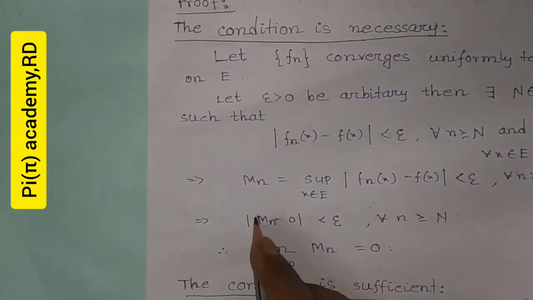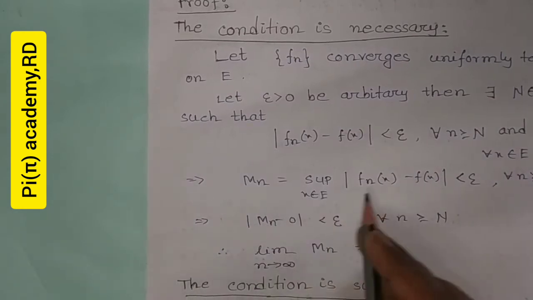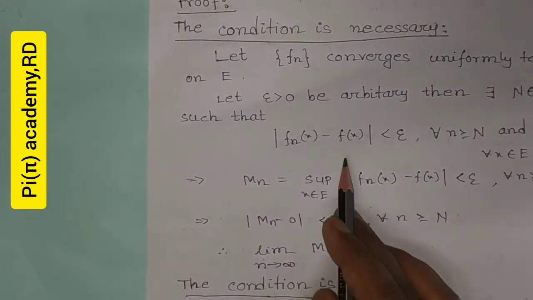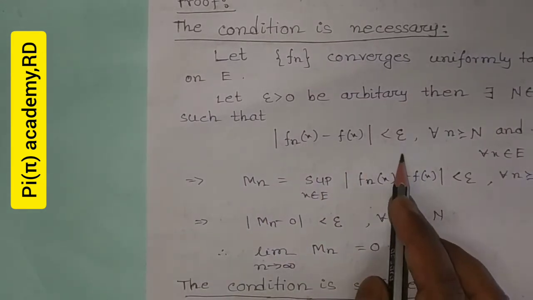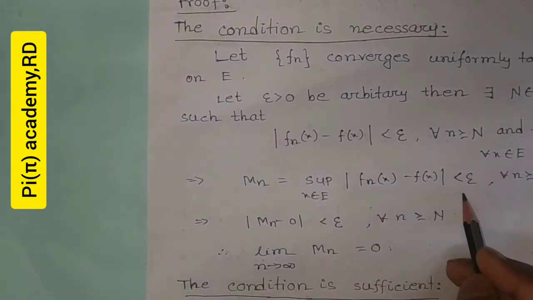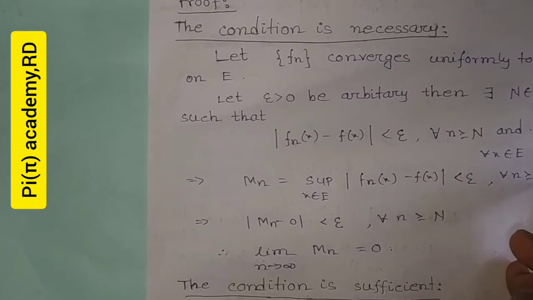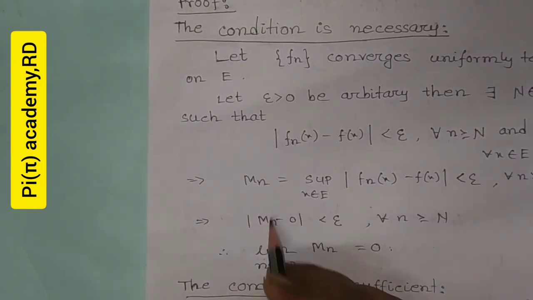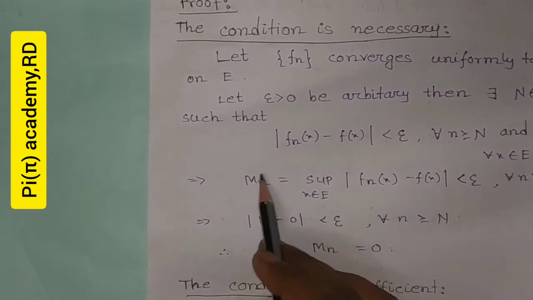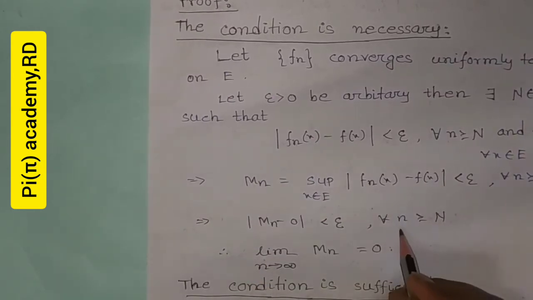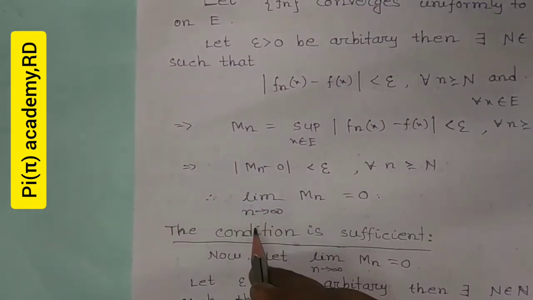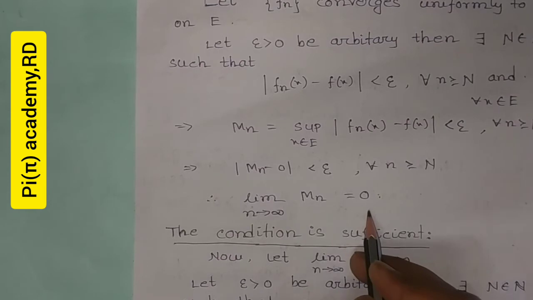Now here Mn equals the sup over x belonging to E of mod fn(x) minus f(x). Since mod fn(x) minus f(x) is less than epsilon, therefore the sup of this is also less than epsilon for all n greater than or equal to capital N. This implies mod Mn minus 0 is less than epsilon for all n greater than or equal to capital N, therefore the limit as n tends to infinity of Mn equals 0.